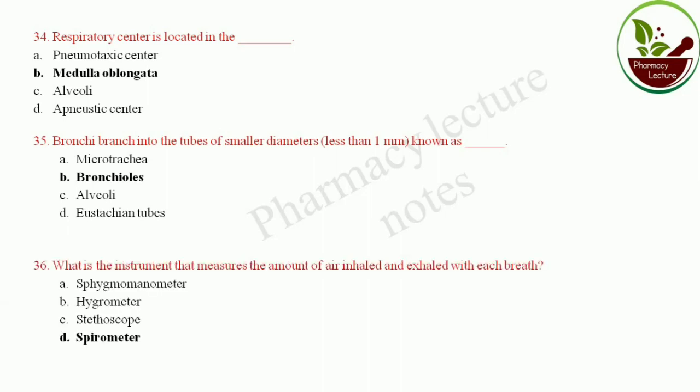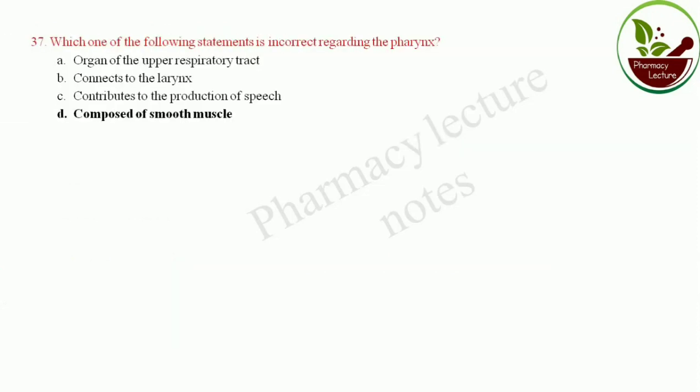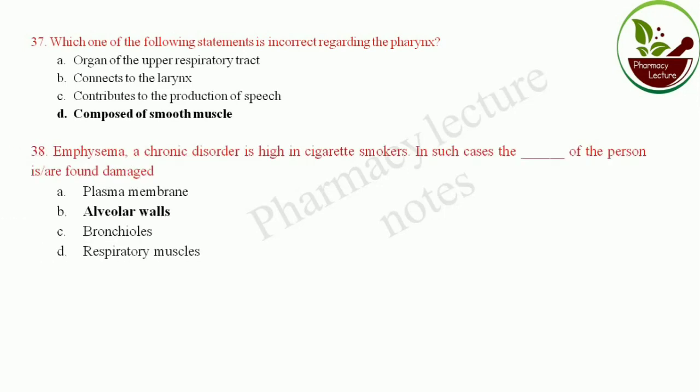Then what is the instrument that measures the amount of air inhaled and exhaled with each breath? That is called a spirometer. With the help of this spirometer we measure lung capacity, how much air is inhaled and how much is exhaled. Then which of the following statements is incorrect regarding the pharynx? Pharynx is composed of smooth muscle. It is incorrect. It comes under the upper respiratory tract, connected to the lungs, and also helps in the production of speech or sound.